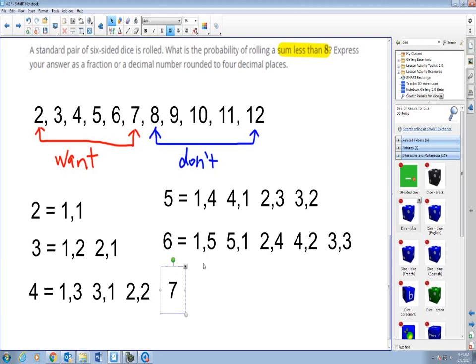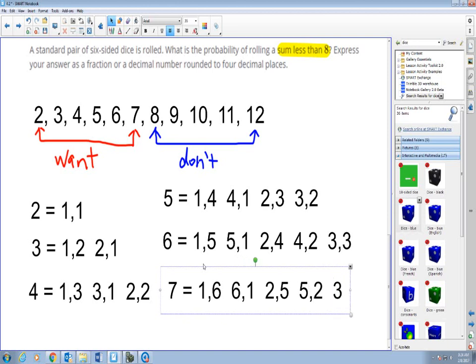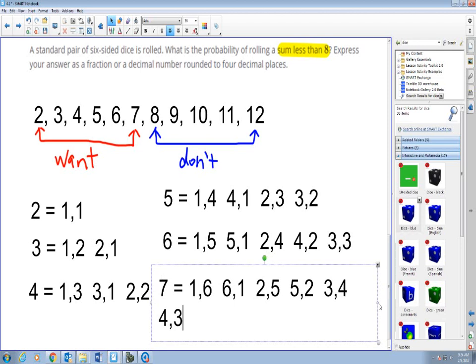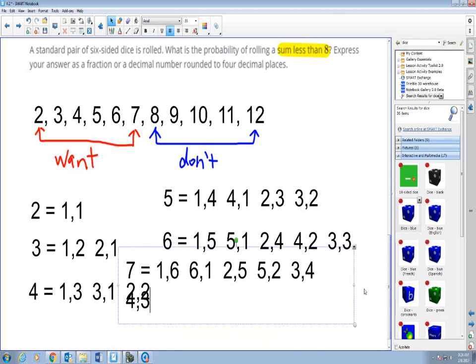Sum of 7. 1 with the 6, 6 with the 1, 2 with 5, so that means I also have 5 and 2, 3 with 4, and last one, 4 with 3. Alright, so these are my possible ways.